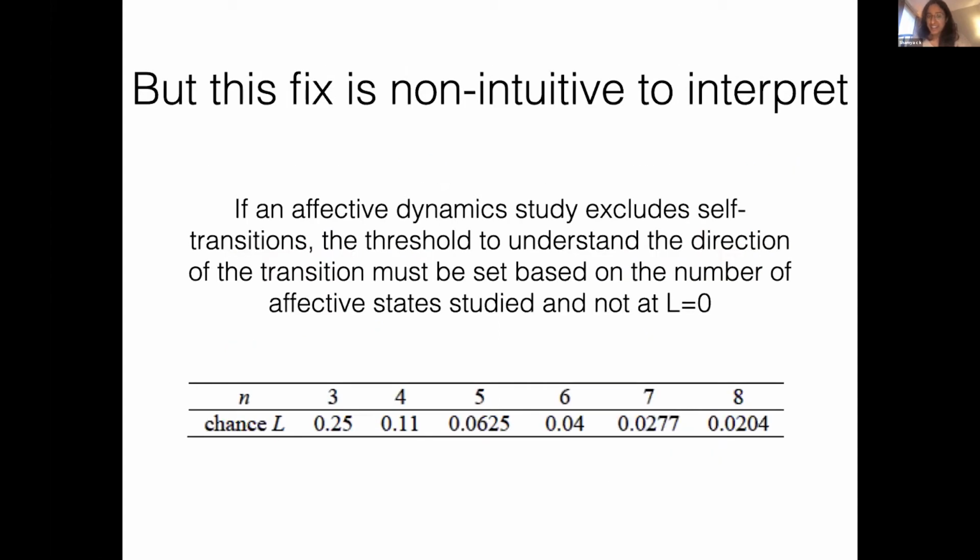But this temporary fix is non-intuitive to interpret. For instance, you may have an L result which could be above 0, but it is still statistically significantly below chance. A situation like this is likely to cause confusion in readers and researchers, and more importantly, lead to incorrect conclusions of statistical significance.